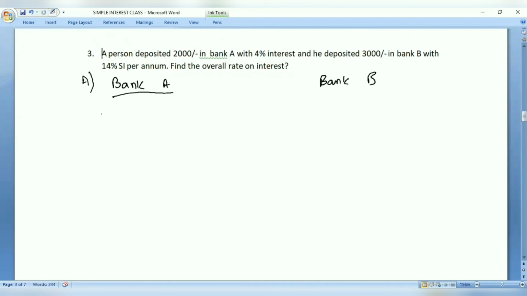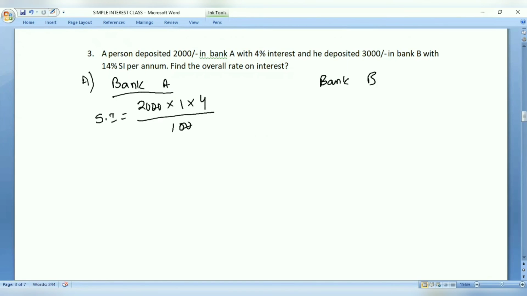In bank A, simple interest is to be calculated first. What is the principal? Principal is 2000 rupees. Time period is how much? Nothing is mentioned. So let us take it as 1 year. What is the rate of interest? That is 4% divided by 100.